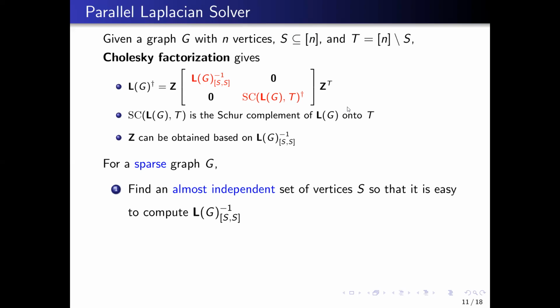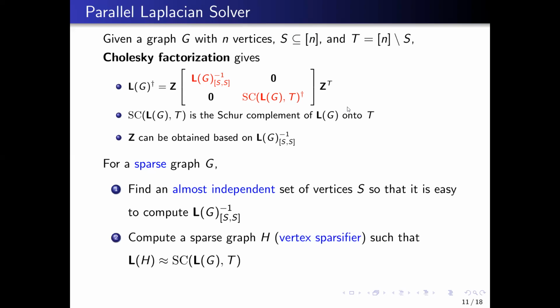The initial step is to sparsify the graph using a spectral sparsifier so that it can find an almost independent set of vertices S. Since the Laplacian matrix on an almost independent set is well approximated by its diagonal, it would be easy to compute the inverse of the submatrix of LG on S.